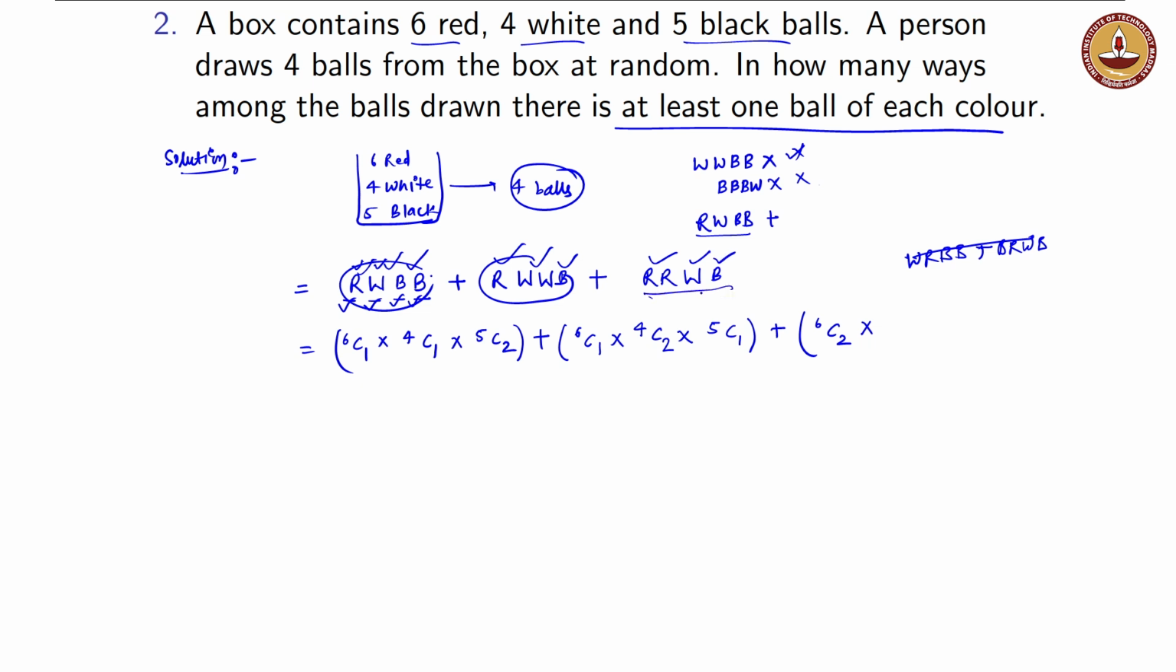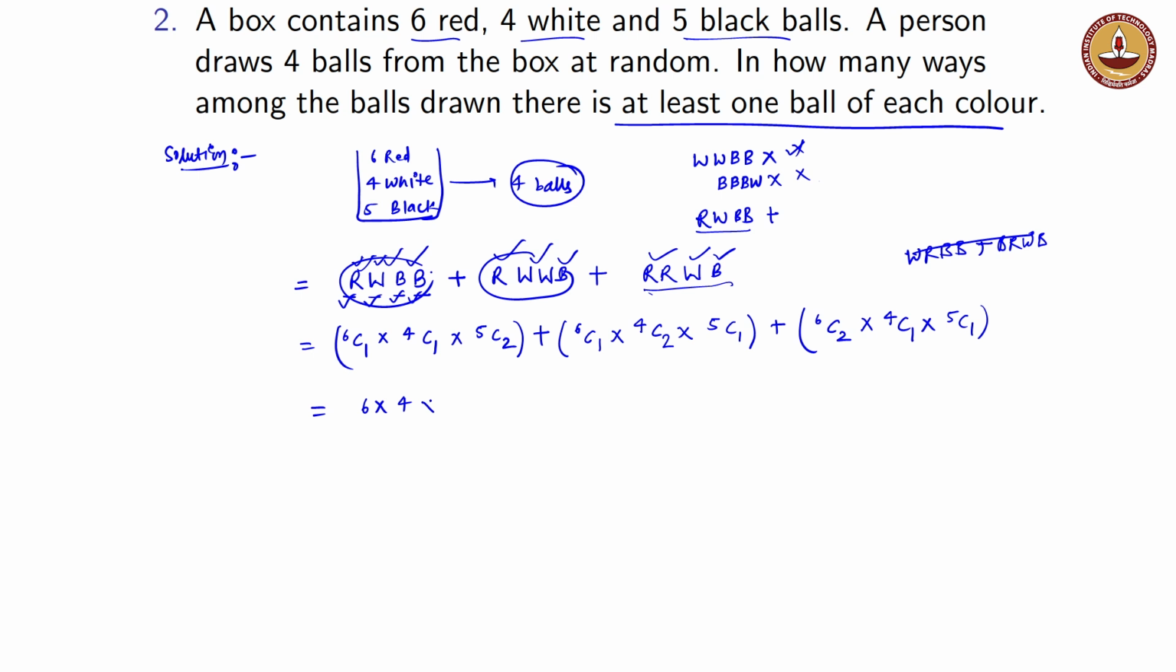In this part, two red balls I have to choose, and one white I can do in 4C1 ways, and one black I can do in 5C1 ways. So 6C1 will be 6, 4C1 will be 4, 5C2 will be 10, plus 6C1 will be 6, 4C2, let's solve this. 4C2 will be 4 factorial over 2 factorial times 2 factorial. 4 factorial I can write as 4 into 3 into 2 factorial, the 2 factorial will get cancelled out, this will be 2, so 6.